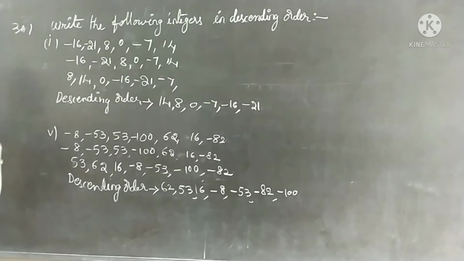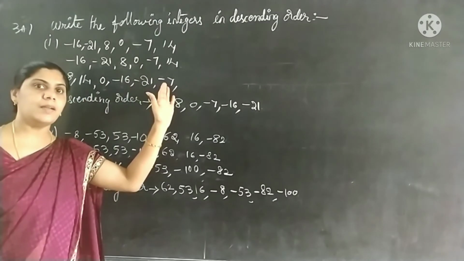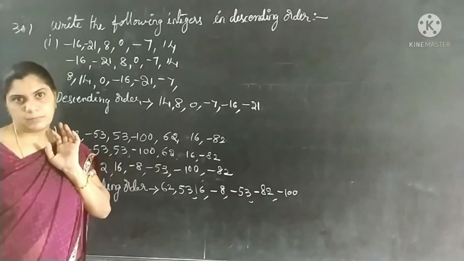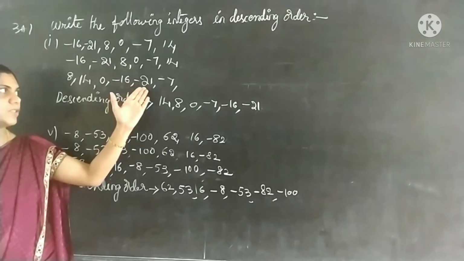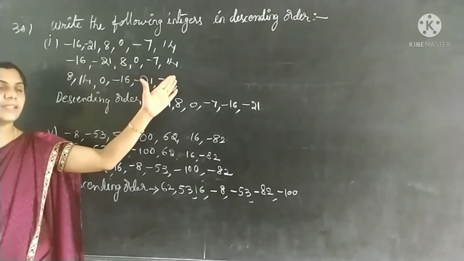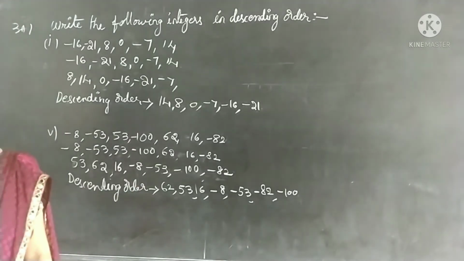Ascending order means first you have to mention the negative numbers. Then if you have 0, mention the 0 and write down the positive numbers in ascending order. Descending order means first you have to mention the positive numbers. If you have 0, mention the 0 and next go for negative numbers. Okay. Understood? No doubt?